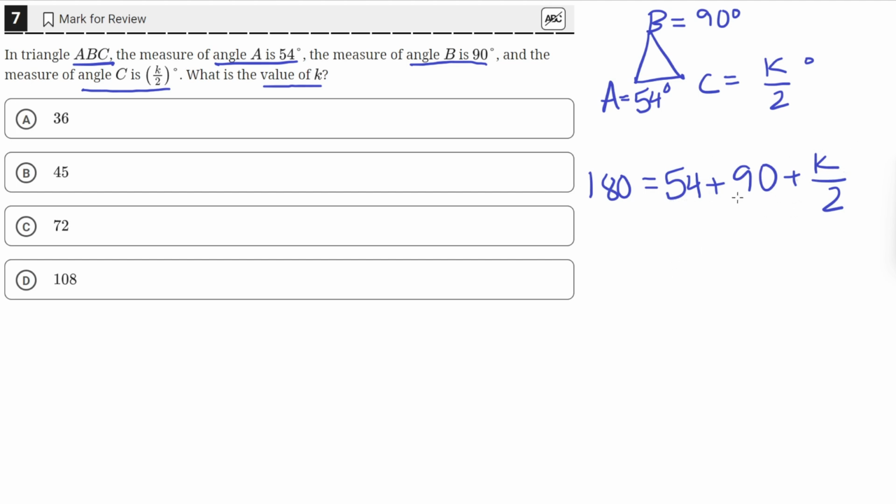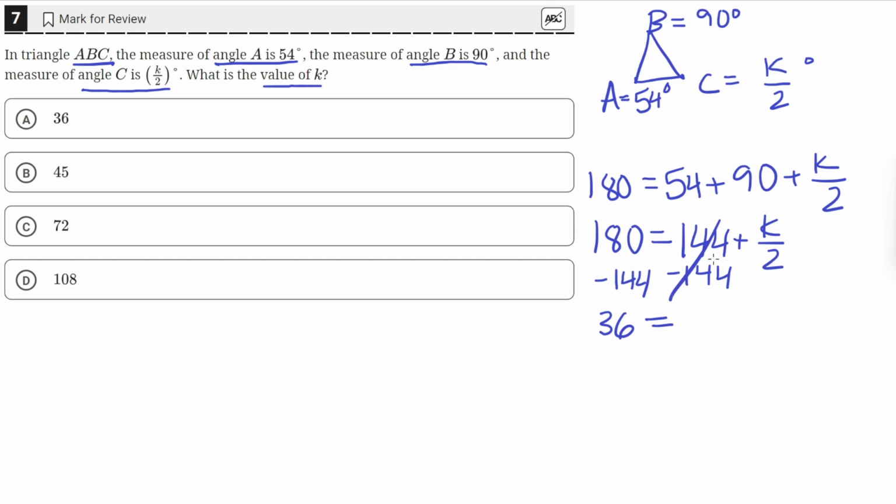So first let's add 54 with 90. So we get 180 equals 144 plus k over 2. Now let's subtract 144 from both sides. And on the left-hand side, we get 36. And on the right-hand side, the 144's cancel out, and we're left with k over 2. So that means k over 2, which is the measure of angle C here, is equal to 36 degrees.